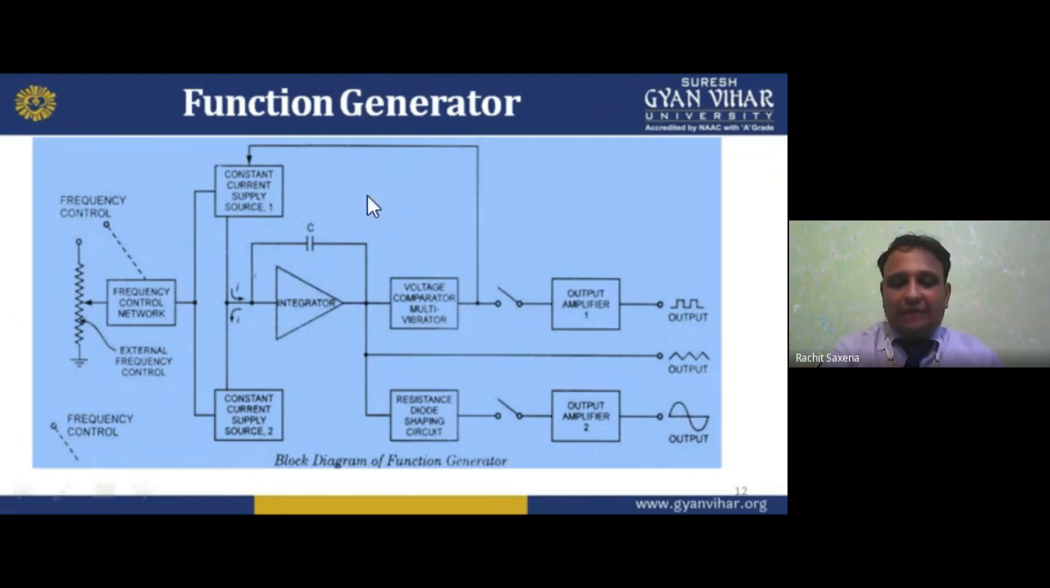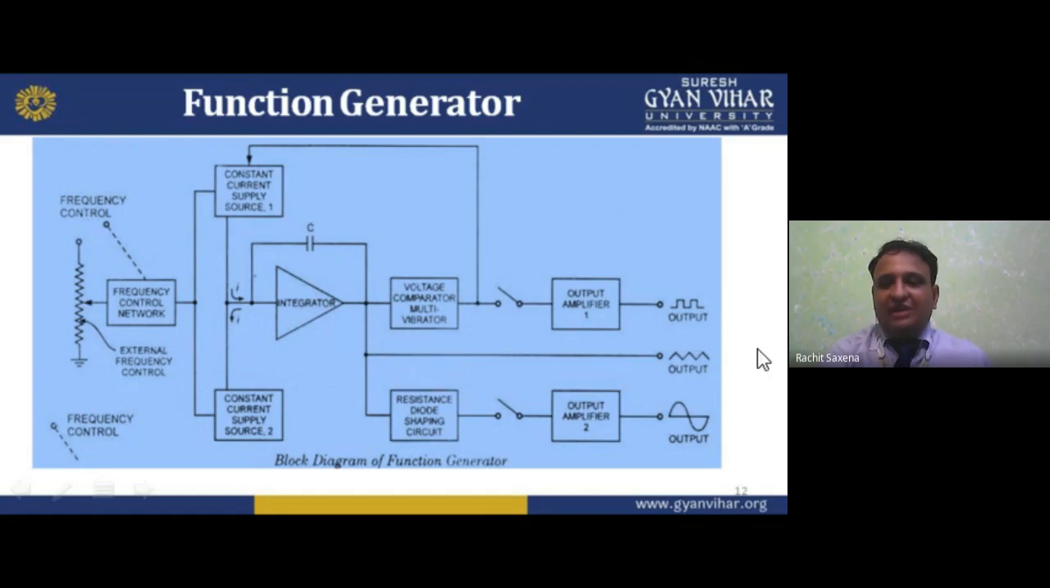So this is the block diagram. If anyone asks you how to draw a function generator block diagram, it is very simple. Here we have the frequency control network, the external frequency control supply. Through this we have two constant current sources, 1 and 2. Between these two we connect the integrator, that is op-amp with capacitor, and then the multivibrator or comparator. Then if we give output after this through a switch and an amplifier, we get the rectangular wave.